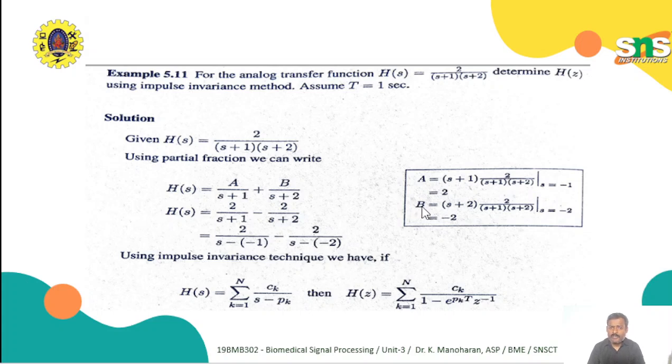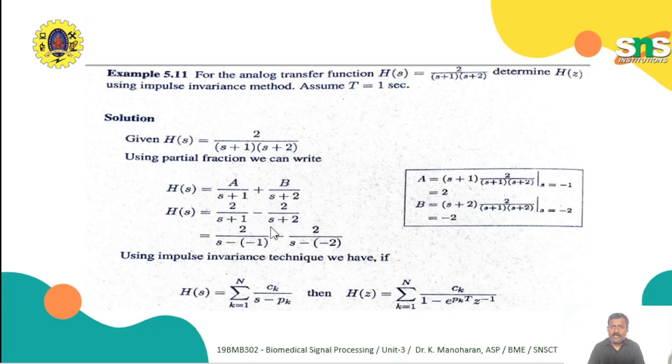Similarly I am going to find the B value. (s plus 2) times 2 divided by (s plus 1)(s plus 2), where s equals minus 2. Once you substitute, this s plus 2 and this s plus 2 will be cancelled. We have only 2 divided by s plus 1. Now substitute s equals minus 2 here. Minus 2 plus 1 equals minus 1, so 2 divided by minus 1 equals minus 2. So A equals 2, B equals minus 2. Just replace it: A should be replaced by 2 and B by minus 2. So this expression becomes 2 divided by s plus 1 minus 2 divided by s plus 2.